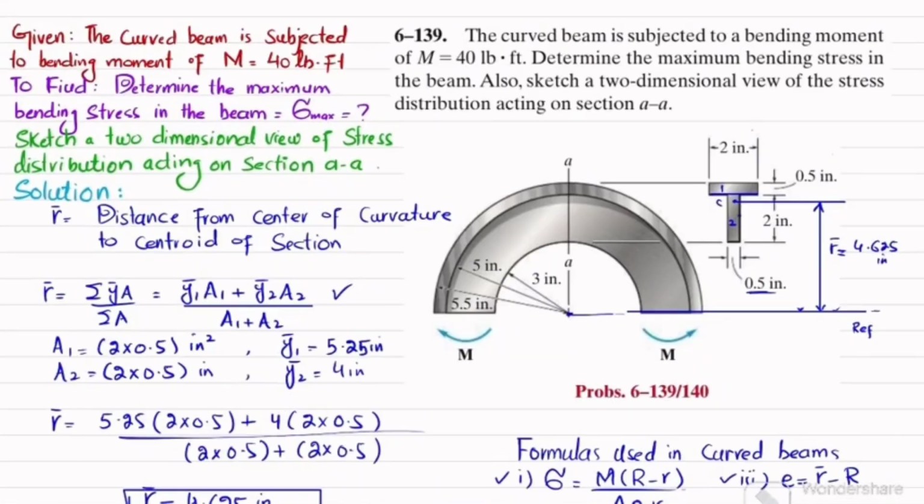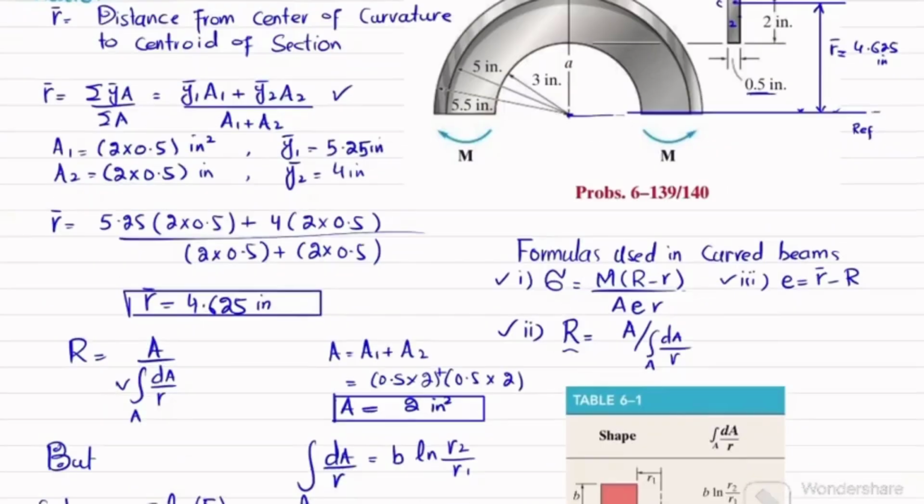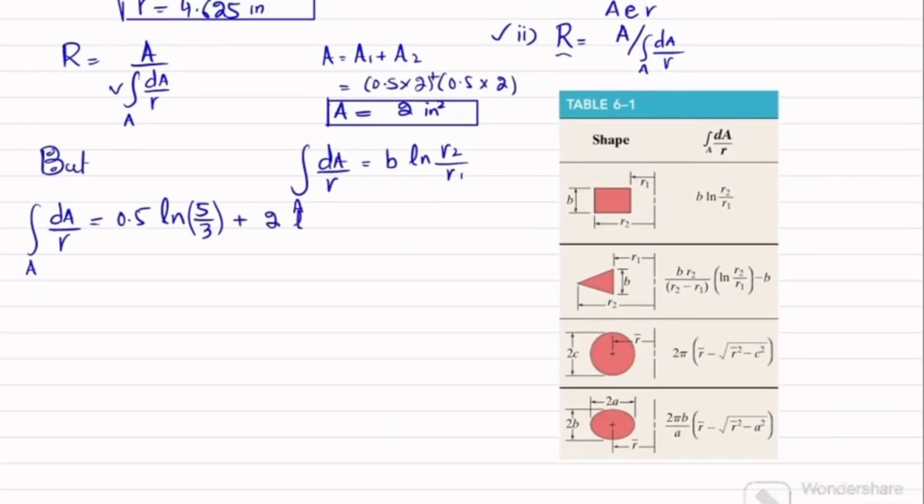Now we will move toward the second section, which is this one. For that, R1 will be this one, which is equal to 5, and R2 is this one, which is equal to 5.5 inch. And the breadth of this section is 2. So I will write plus 2 into ln of 5.5 divided by 5. When you solve this, this will give you 0.44603 inch.